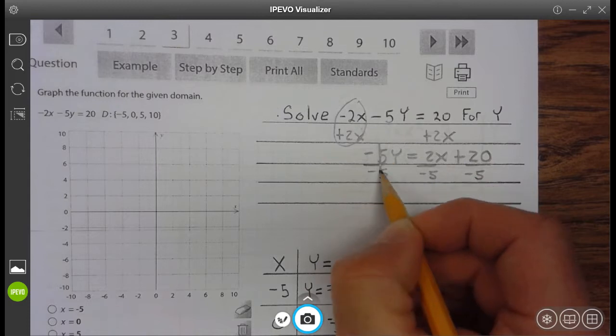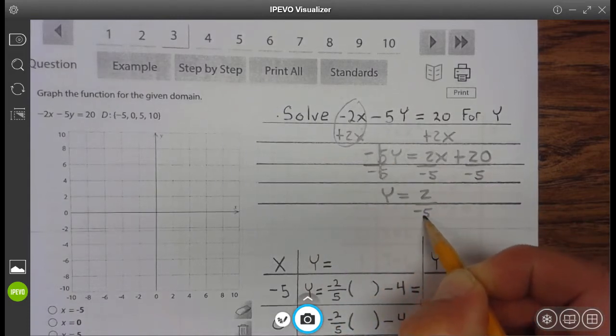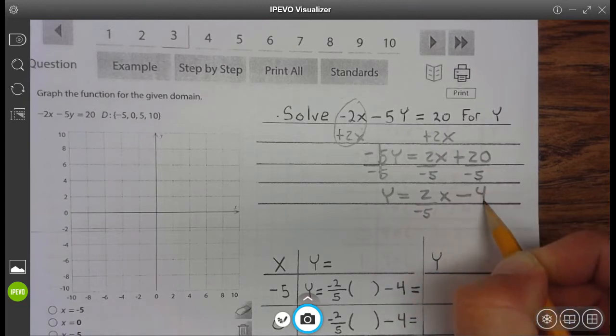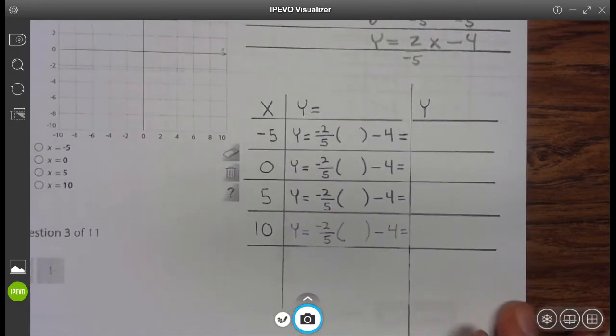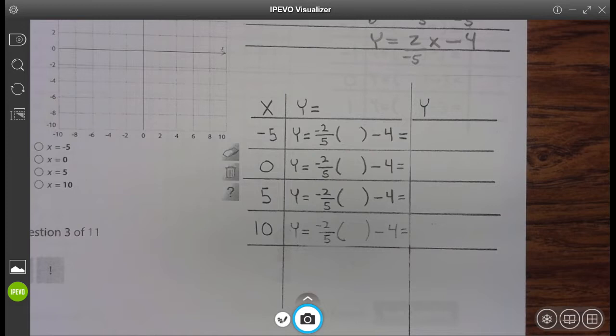Well, anything divided by itself is 1, so you have y equals 2 divided by negative 5x. 20 divided by negative 5 is minus 4. All right, now we notice the domain is negative 5, 0, 5, 10. So we're going to input those values into the function.